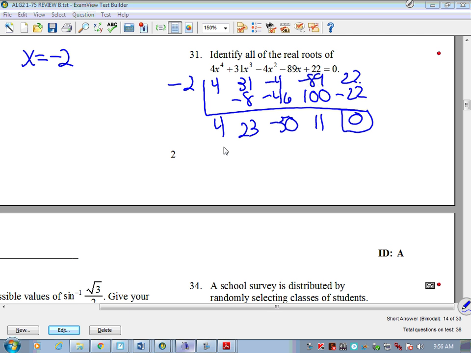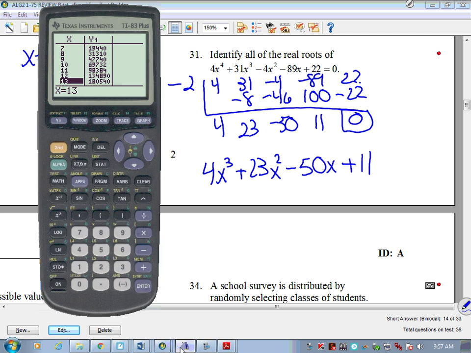Okay, you say, why would we do all that if we knew negative 2 went into it evenly to begin with? Because what we want is this 4x squared plus 23x minus 50, or sorry, 4x cubed plus 23x squared minus 50x plus 11. Okay, that's what we wanted right there. Makes sense?